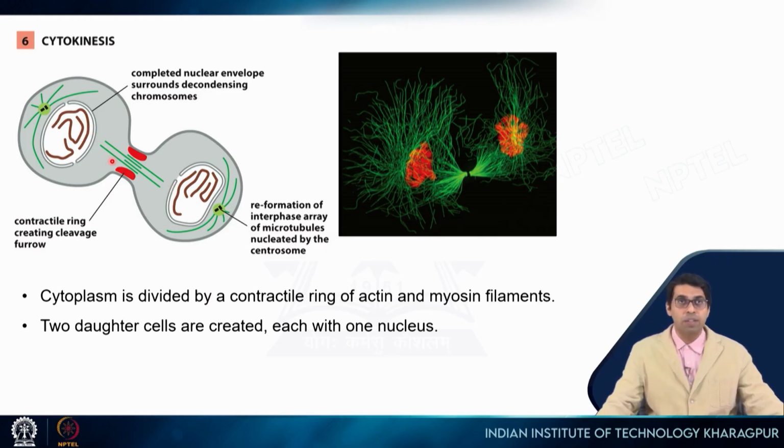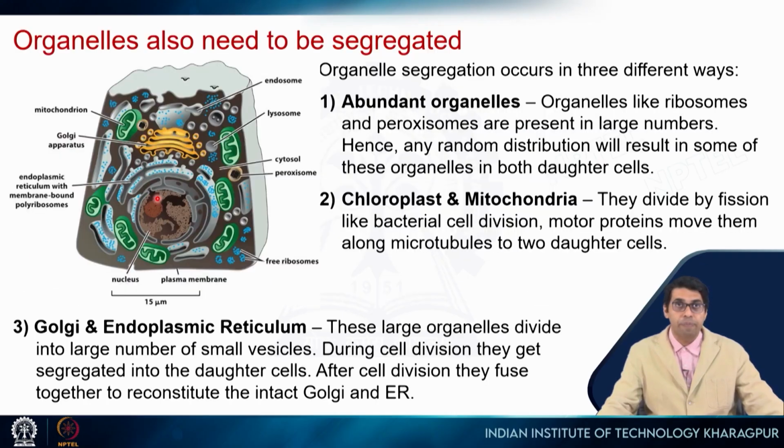Now remember that what we have done here so far is we have looked at the division of the genetic material, or segregation of the genetic material. But there are other cellular organelles which are also present and they also have to be efficiently divided into the two daughter cells. That is done by three different mechanisms.